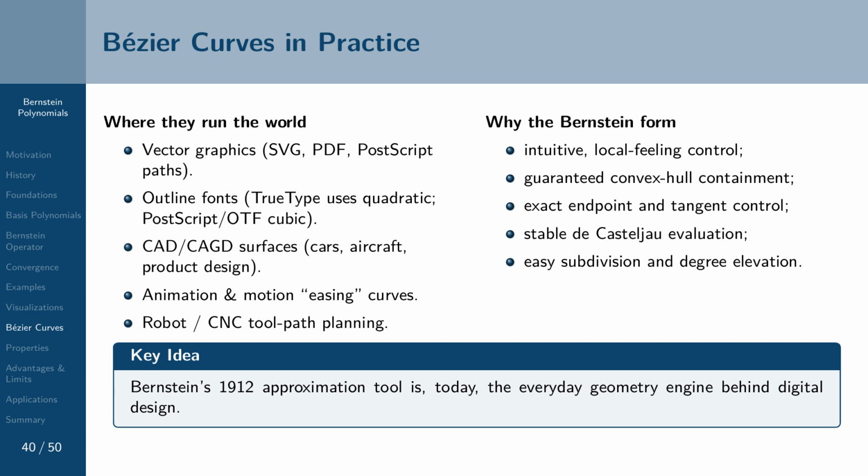The reason is always the same bundle of Bernstein properties: intuitive control, guaranteed convex hull containment, exact endpoints and tangents, stable evaluation, and easy subdivision. Bernstein's 1912 tool is now the everyday geometry engine of digital design.